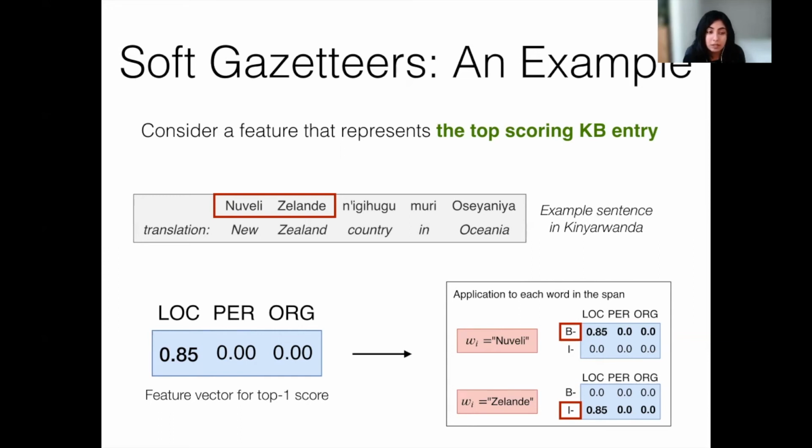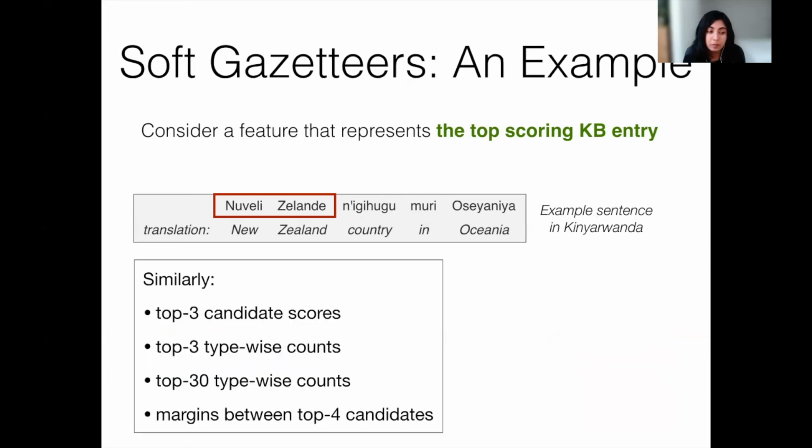Similar to features representing the top scoring entity, we also add features that represent the top 3 candidate scores, the top 3 typewise counts, the top 30 typewise counts, and the margins between the top 4 candidates. The vectors for each type of feature are computed and then concatenated to form the final soft gazetteer features for each word.